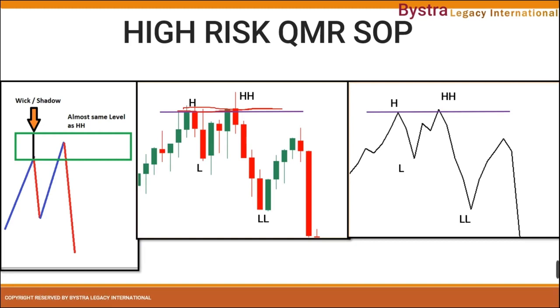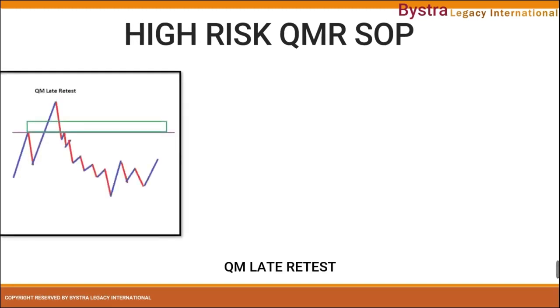Let's look at the second one. The second one is the late retest. So we have the left shoulder, we have the high, low, higher high, and then when price makes a lower low, it takes a lot of time. Not only that, to come back up, it also takes much longer than it's supposed to.